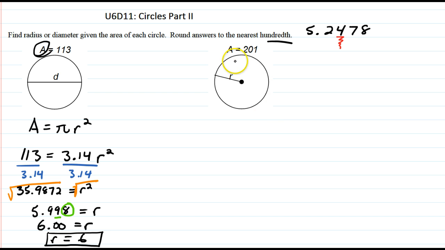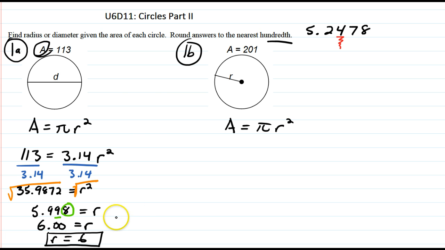You're going to try 1B now on your own. They tell you the area is 201, and so you're just going to plug that into your formula, divide by 3.14, and then take the square root. That'll tell you what your radius is.